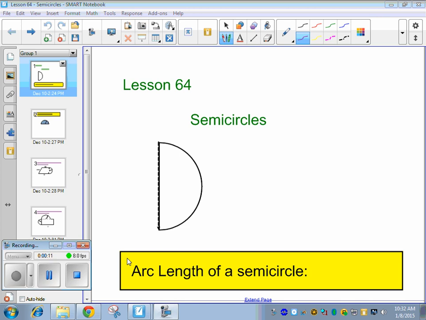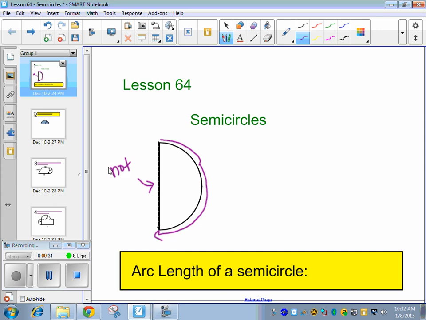Semicircles is half of a circle. So if I want to know the arc length of a semicircle, we're really just talking about this distance from here to here, okay? We're not talking about the dotted line. I know it's hard to tell that that's dotted, but that doesn't count, all right?